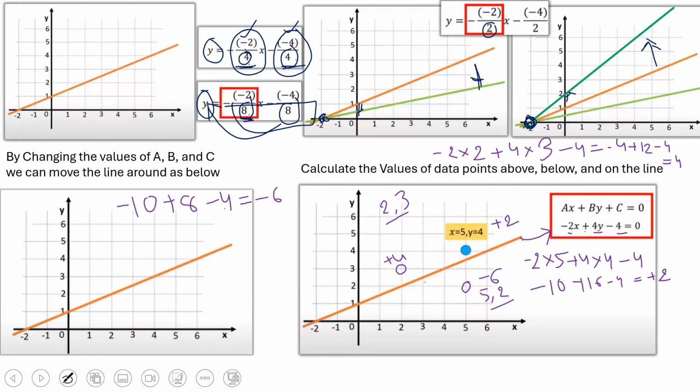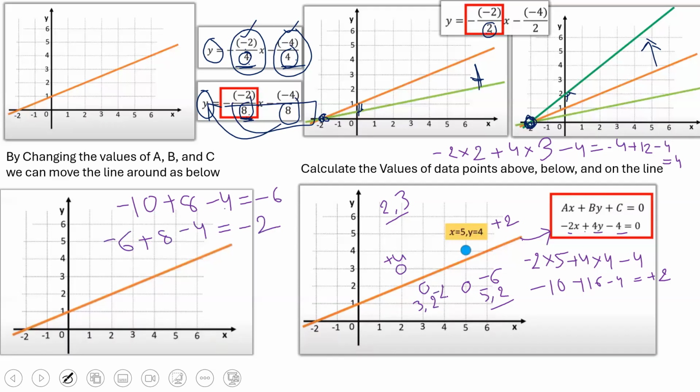And take any other point. Take this point, which is 3 comma 2. Okay. And substitute the same thing. For 3 comma 2, what are you getting? Minus 6 plus 8 minus 4. Okay. What are you getting now? Minus 2. So for this, you got minus 2.